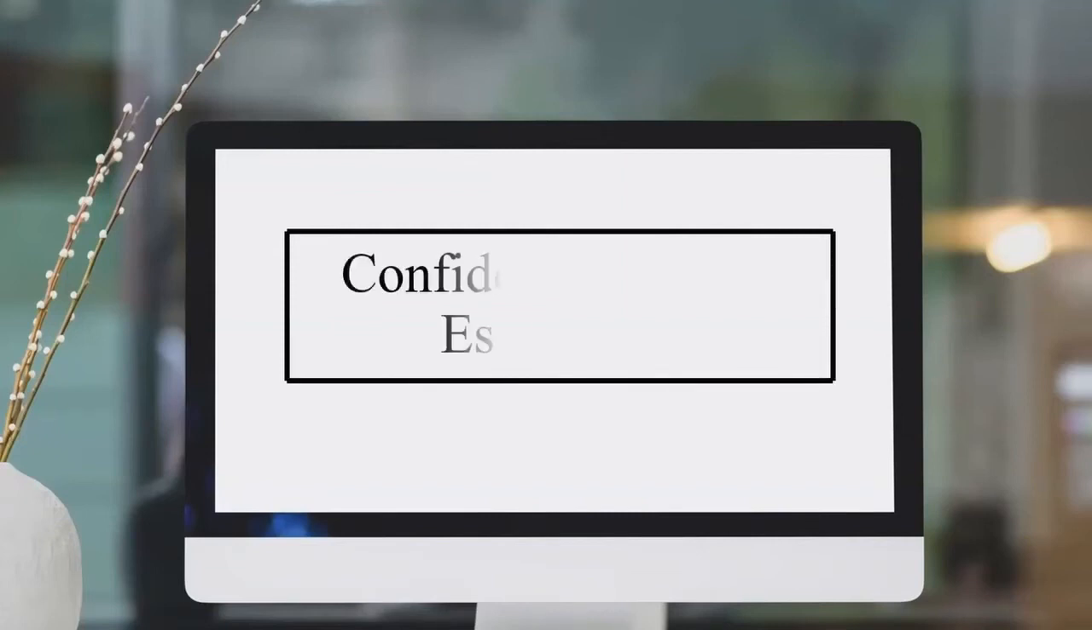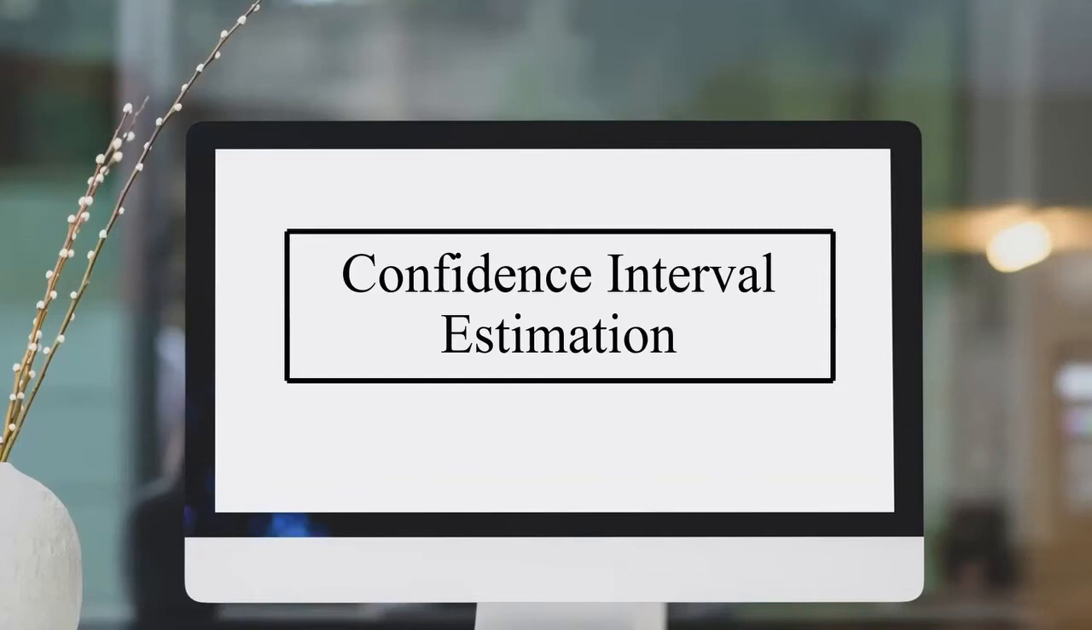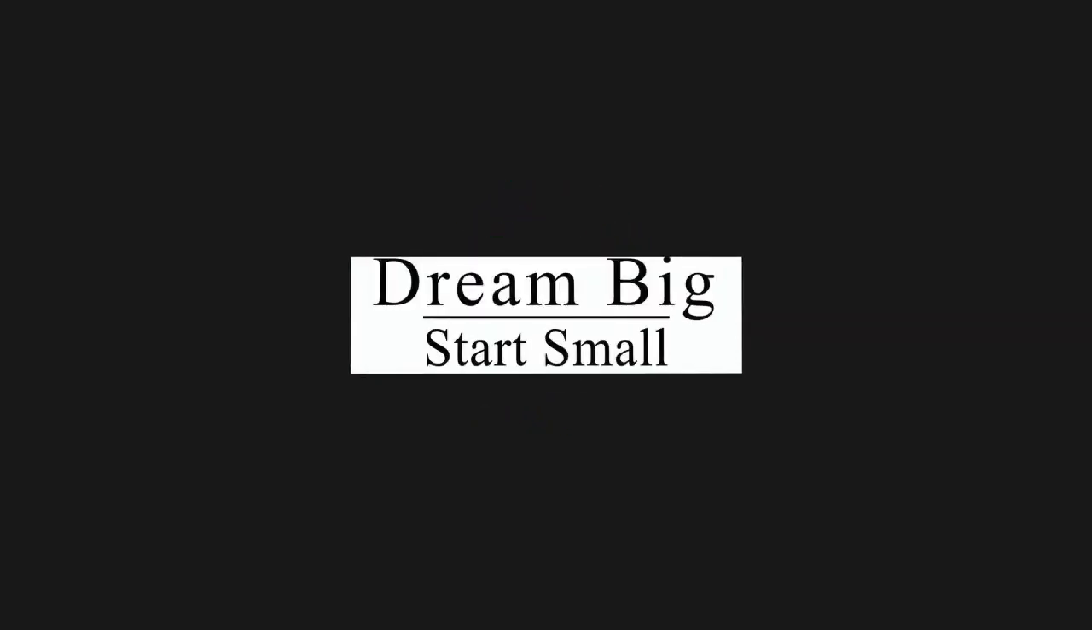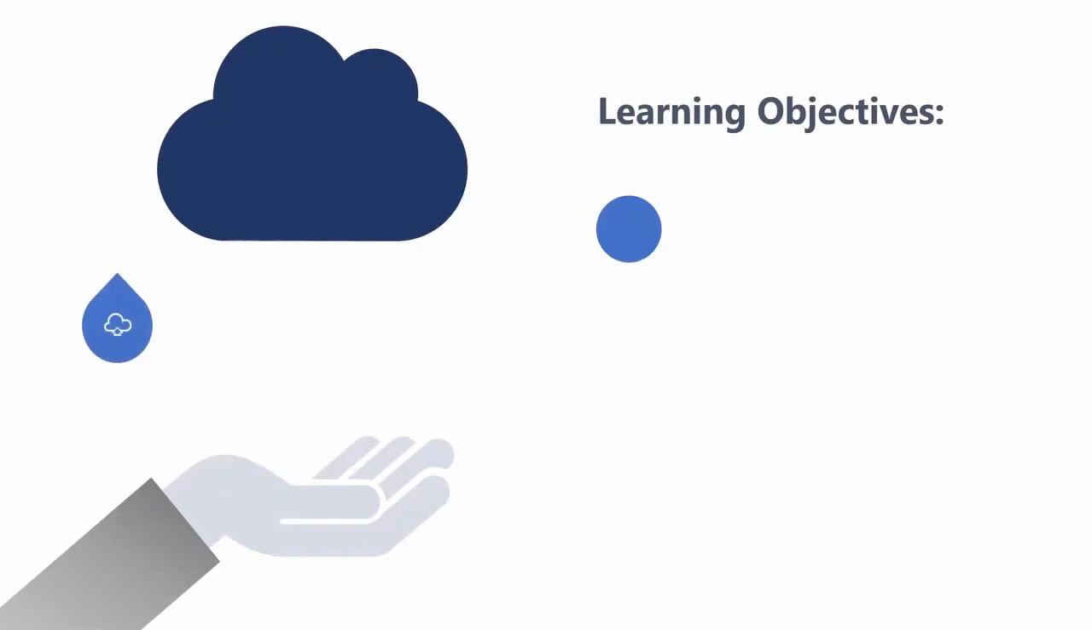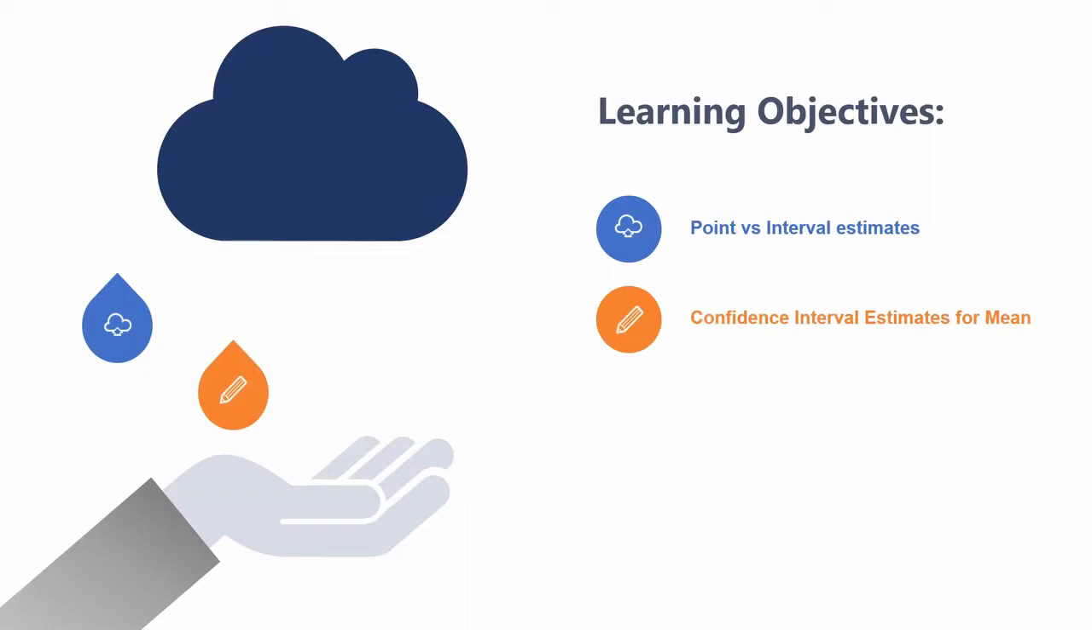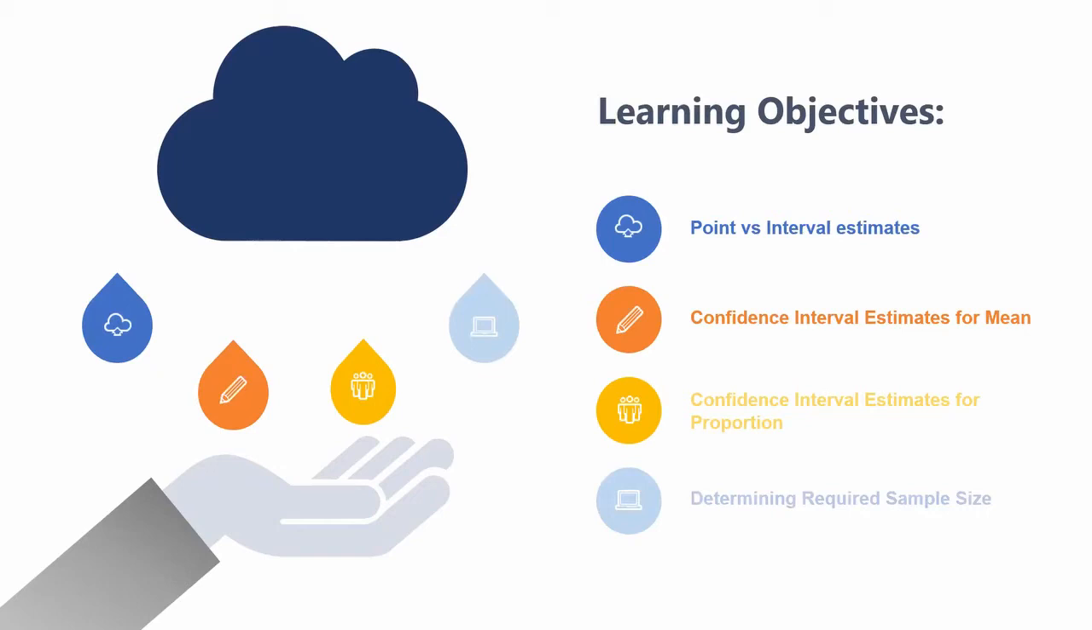In today's lesson, we will be talking about confidence interval estimation, and this is chapter 8. So in today's lesson, the learning objectives. First, we will be talking about point versus interval estimates. Second, confidence interval estimates for mean. Third, confidence interval estimates for proportion. And finally, we will be talking about determining required sample size.